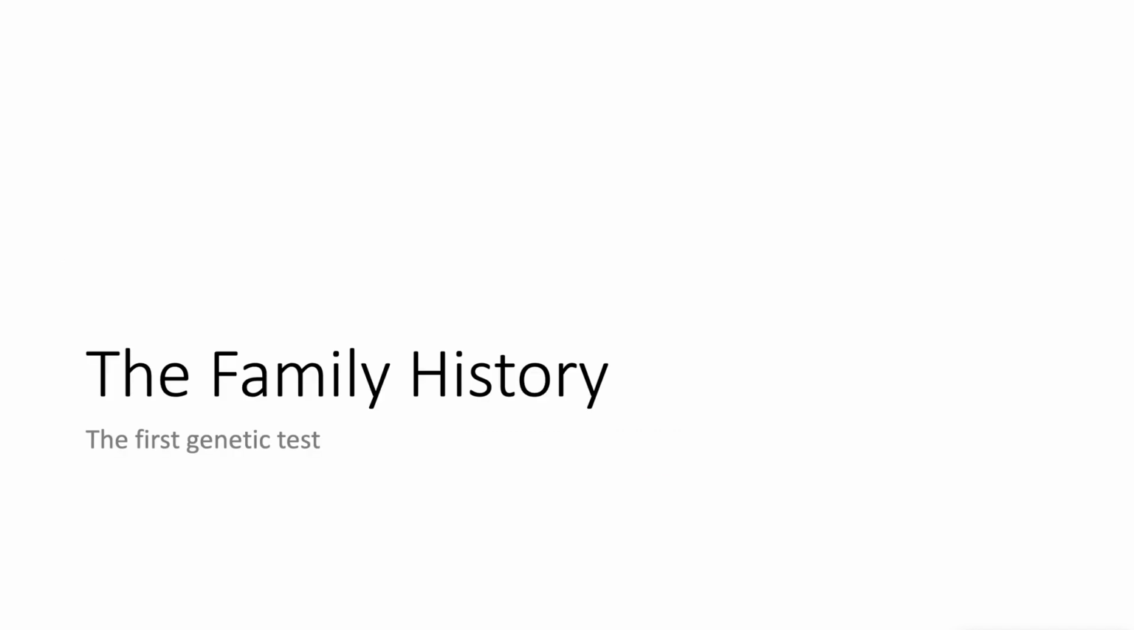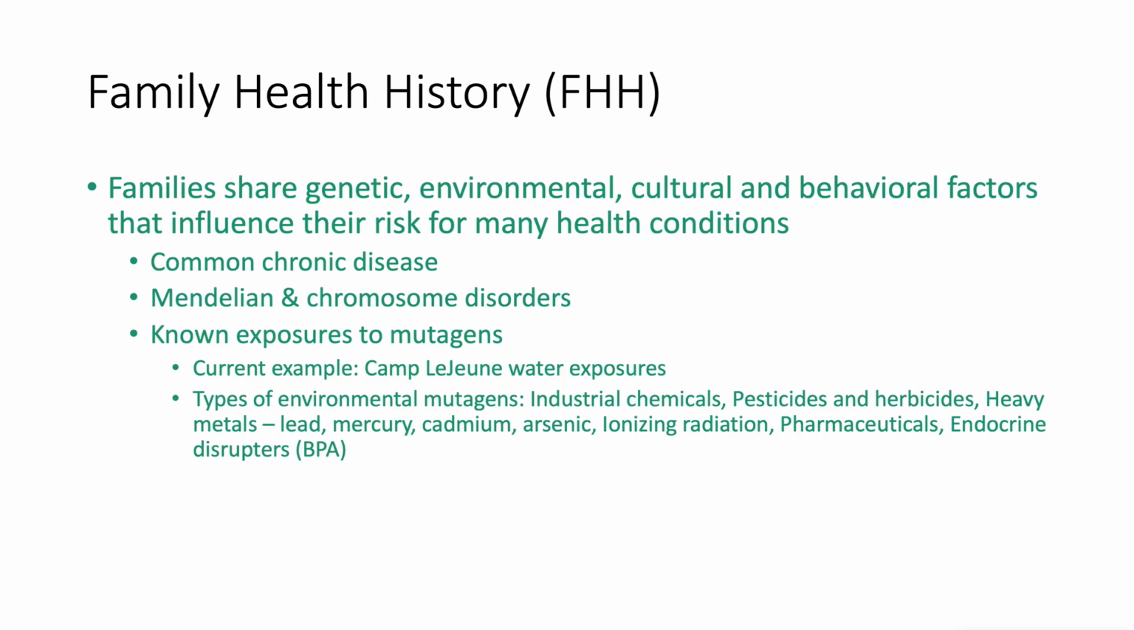So let's talk about the family history. The family health history is really the very first genetic test you do. Families share genetic, environmental, cultural, and behavioral factors that may influence their risk for many health conditions. There are common chronic diseases that have a genetic transmission significance. Mendelian and chromosome, Mendelian means the basic genetic replication that happens in reproduction, and chromosome disorders that get transferred.